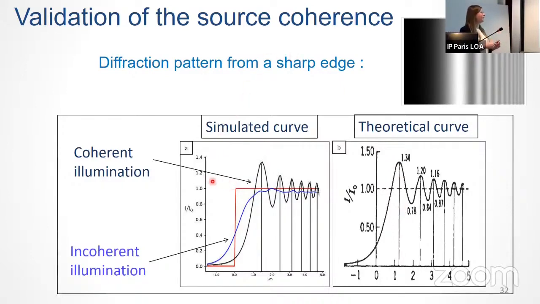In black, you see the result of the simulation for the coherent illumination, where you can see all the oscillation due to the diffraction from the edge, while the incoherent illumination is reported in blue, where all the diffraction is smoothed, since the source size is larger and all the signal will be averaged between the several sources inside the source.